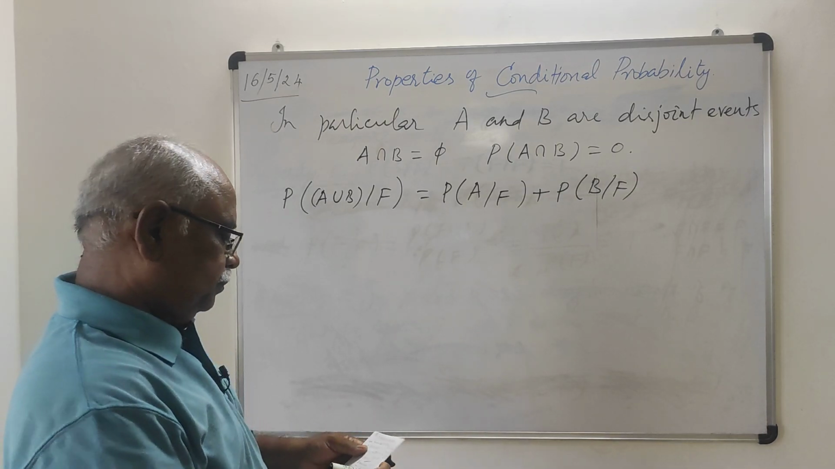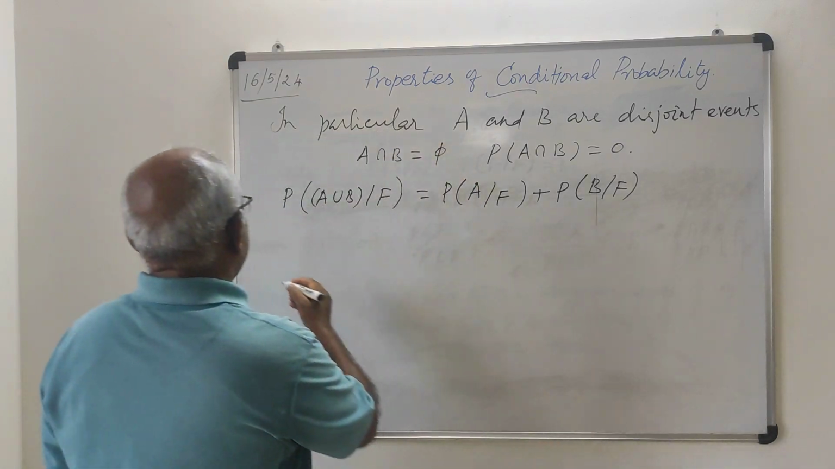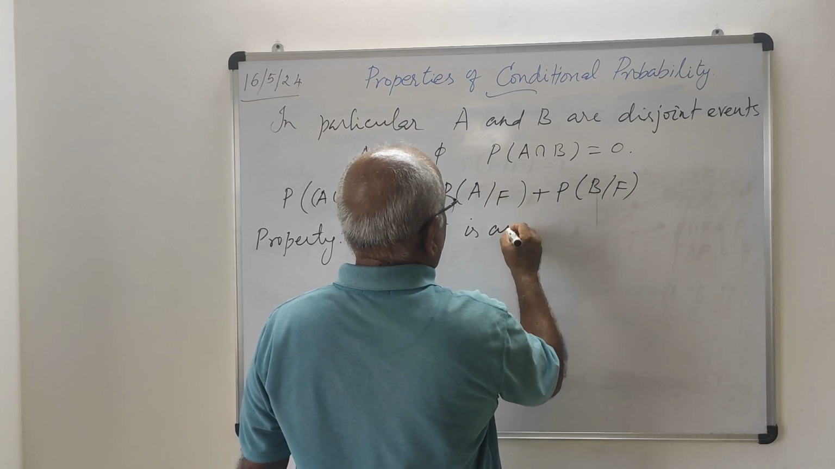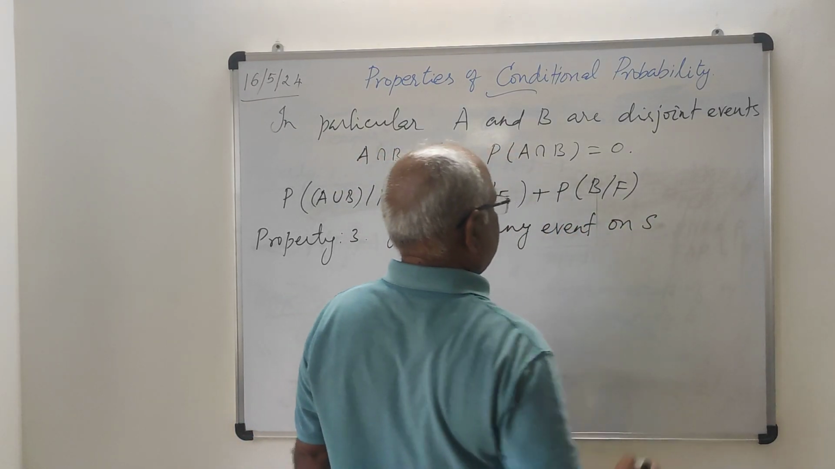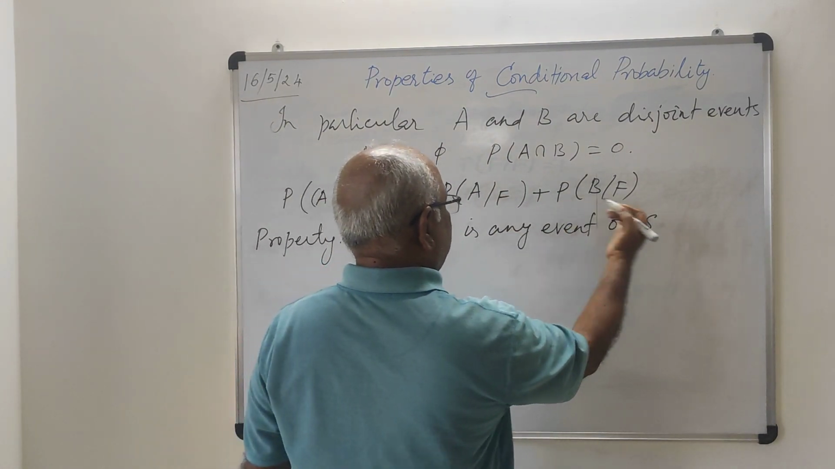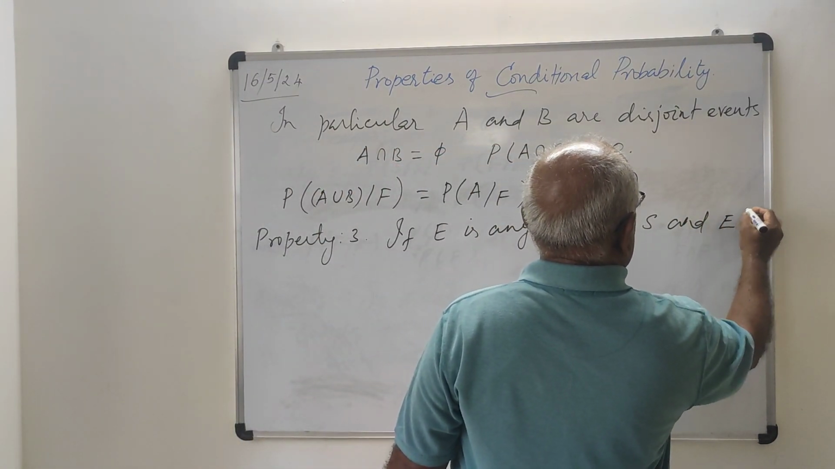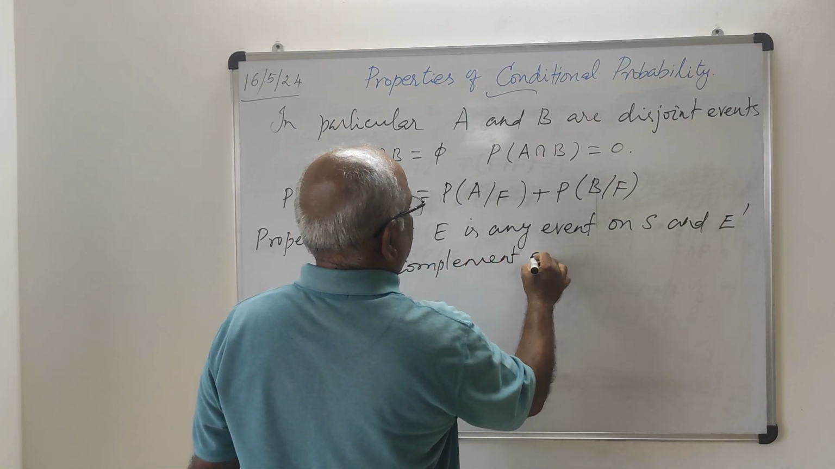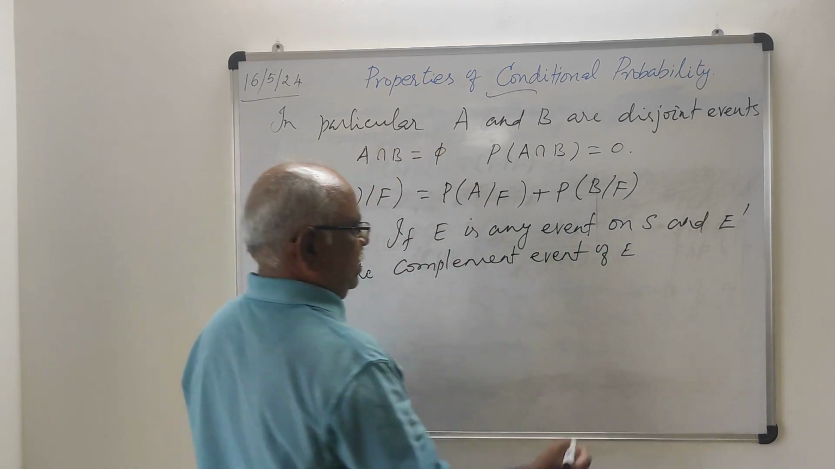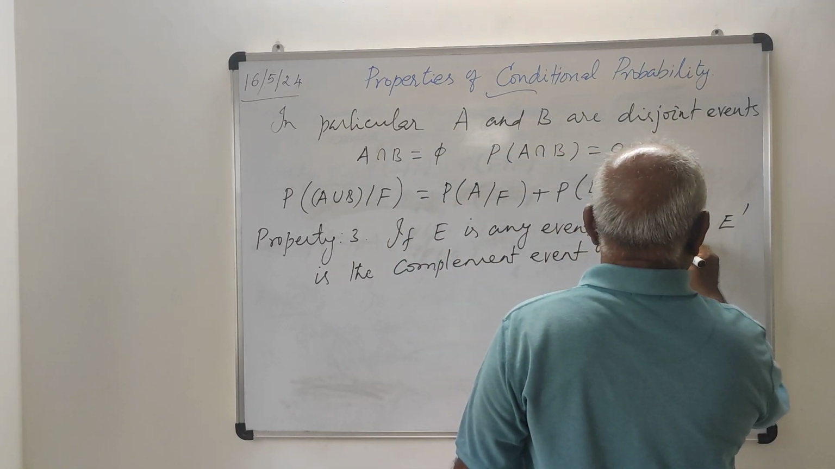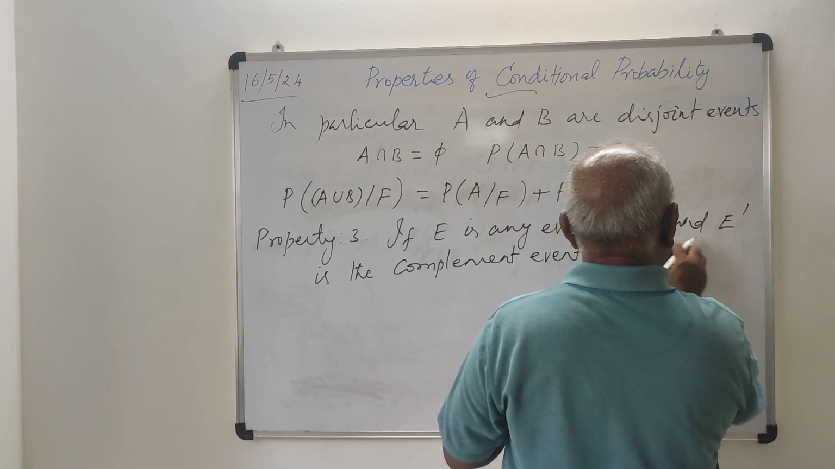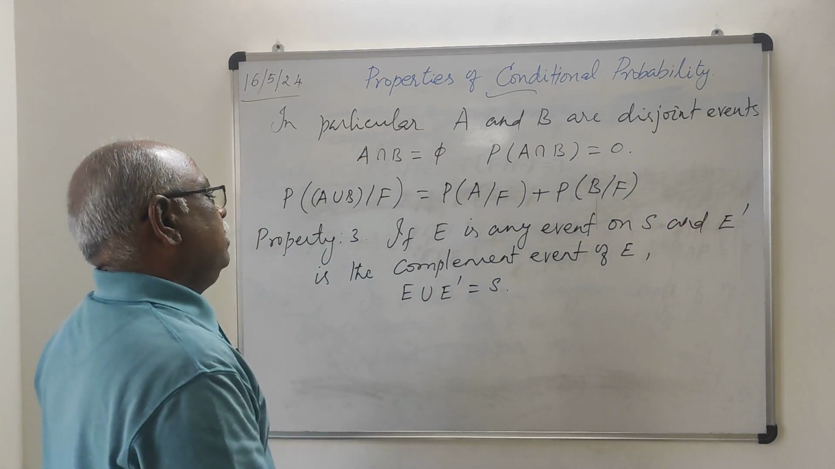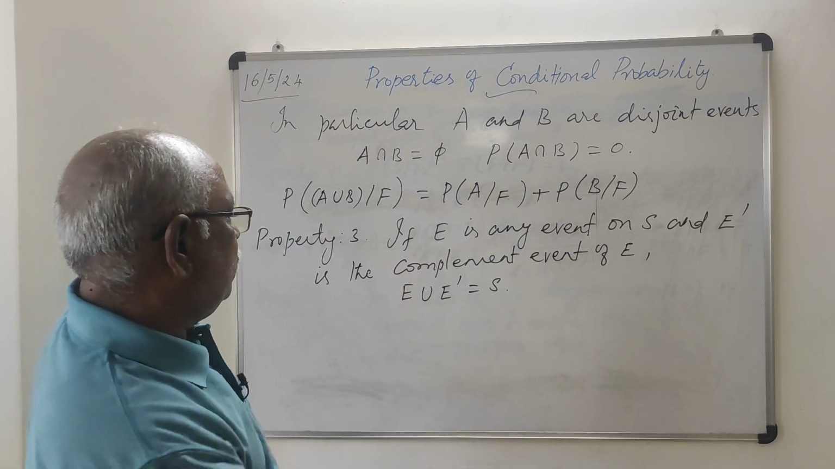Next, property 3. If E is any event on a sample space S, E dash is its complement event, the complement event of E. Since it is a complement event, E union E dash is equal to S. E and E dash constitute the sample space S, because E is any event and E dash is its complement.